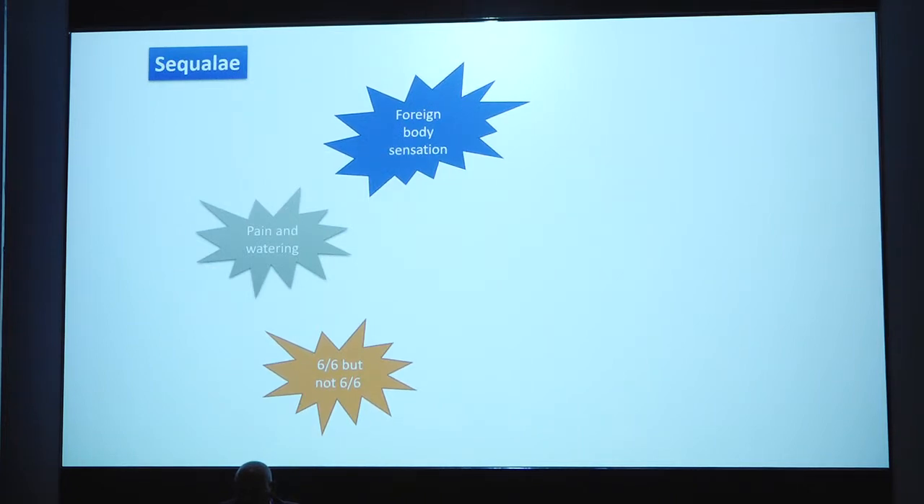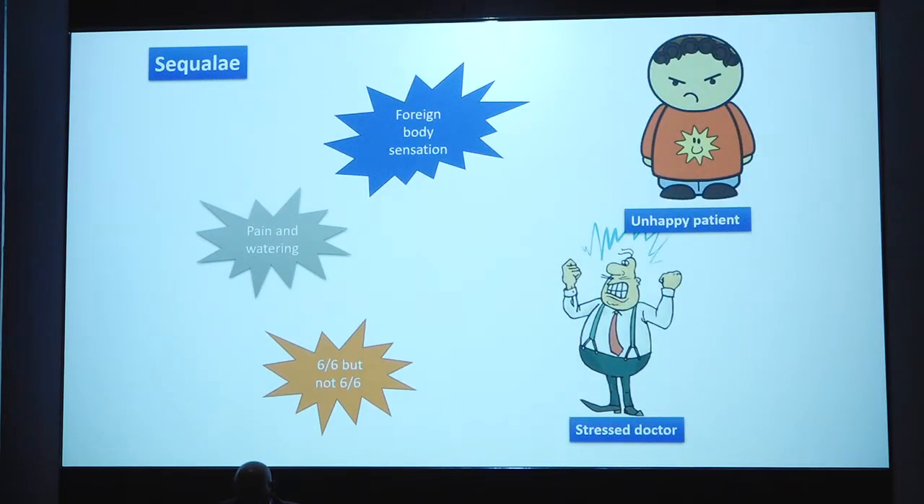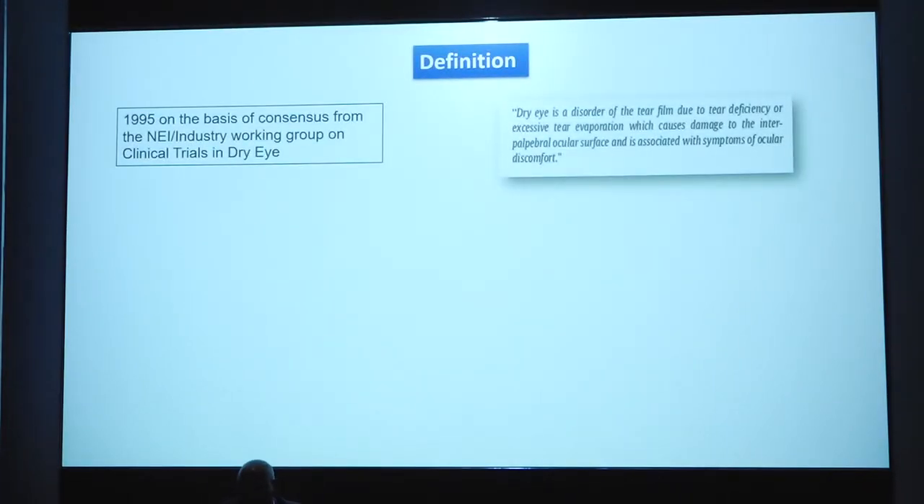The patient is 6 by 6 but not 6 by 6. So, you don't have a happy patient. You feel that the patient is reading 6 by 6, but the patient is not comfortable, so unhappy patient and stressed doctors. I must take this opportunity to thank Sumit for making our lovely presentations.